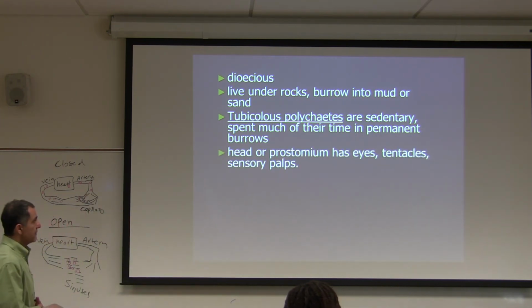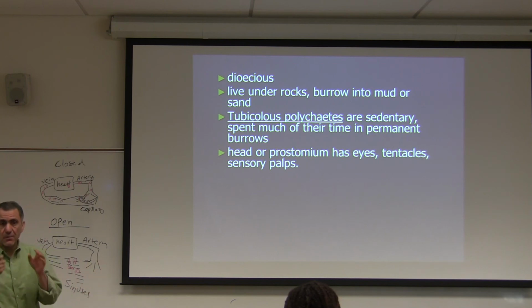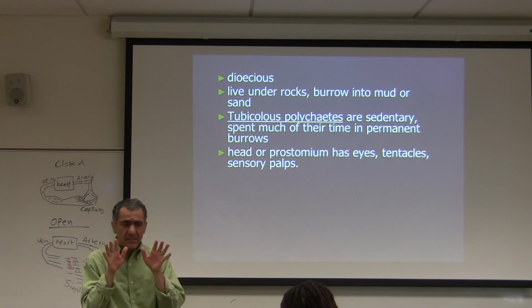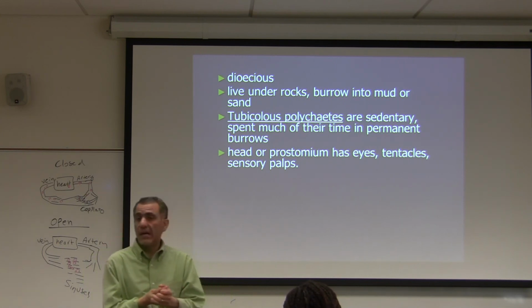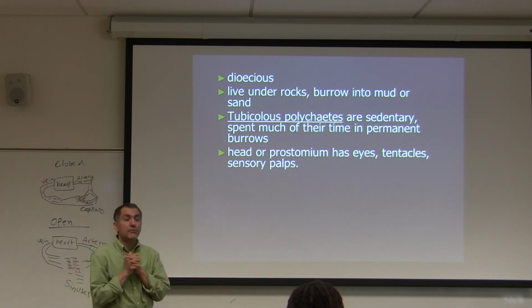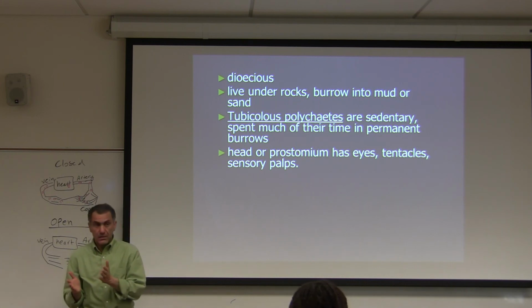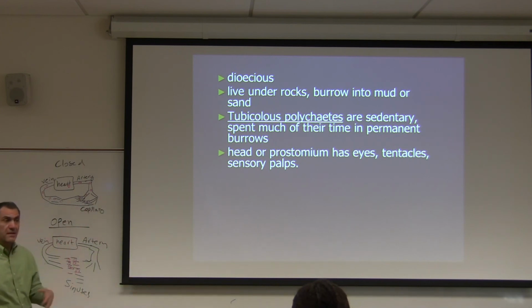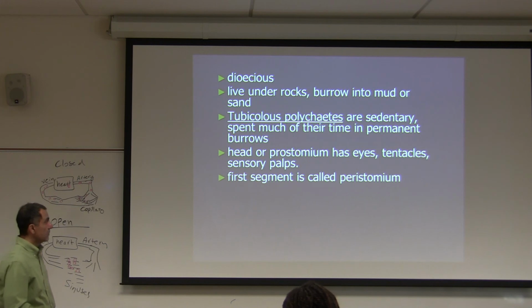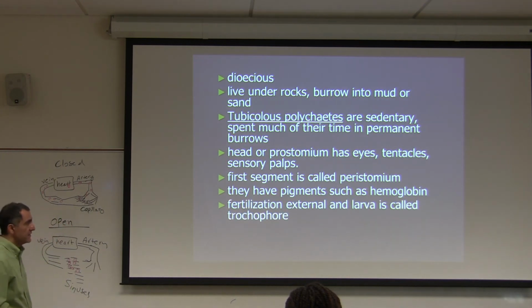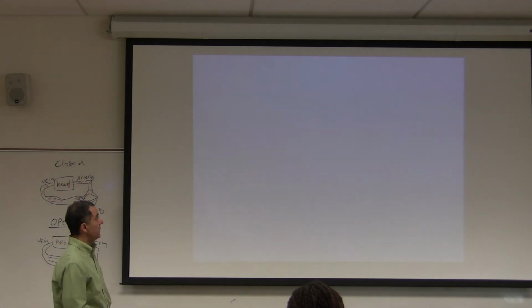The head, or prostomium, has eyes, tentacles, and sensory palps. You might see palps on your diagrams, textbook or lab manual. The function of a palp, for the rest of the semester, is sensation. It's a sensor. It senses the environment, and based on the palp, we move around. The first segment is called the peristomium. They have pigments such as hemoglobin in the blood, fertilization is external, and the larva is called a trochophore.